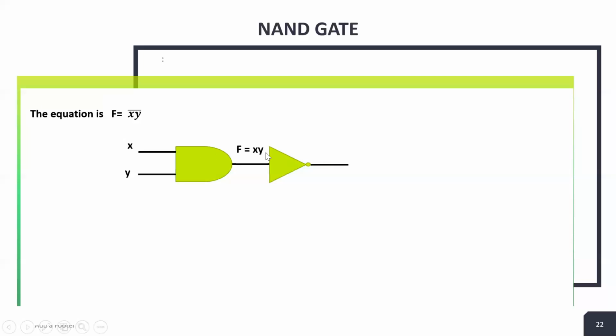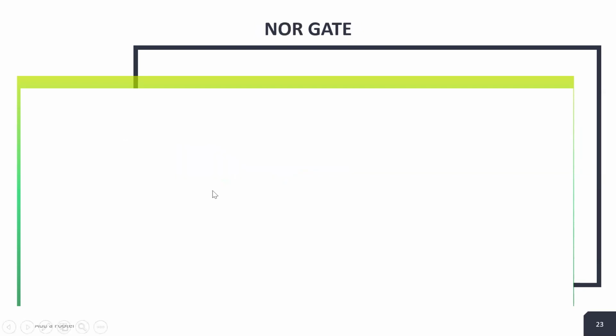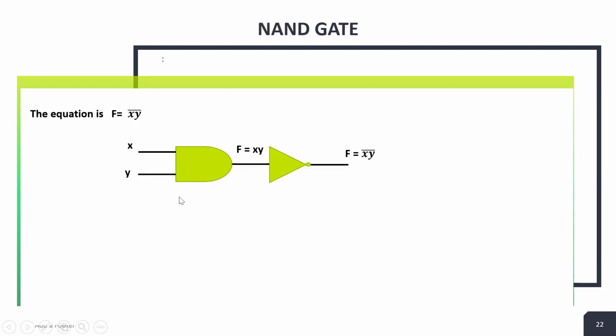And these equations automatically convert into the bar complement. Okay? Because the NOT gate inverts the previous value of the inputs. Clear? If this one is 1 it becomes 0, and if this one is 0 it becomes 1. Clear?